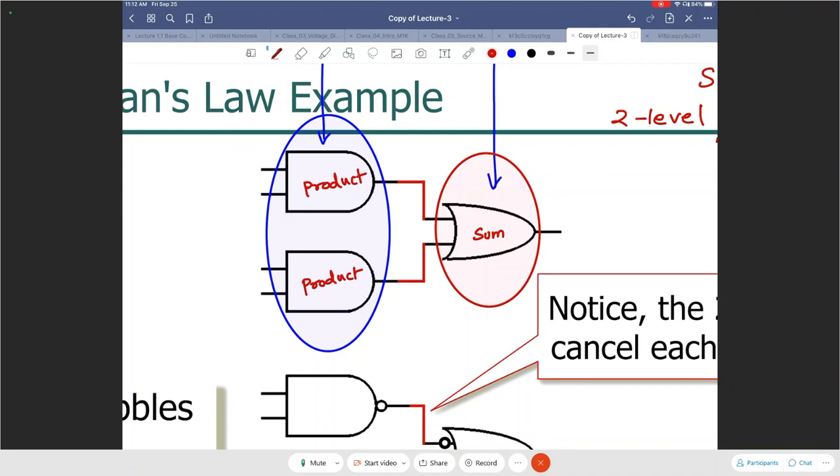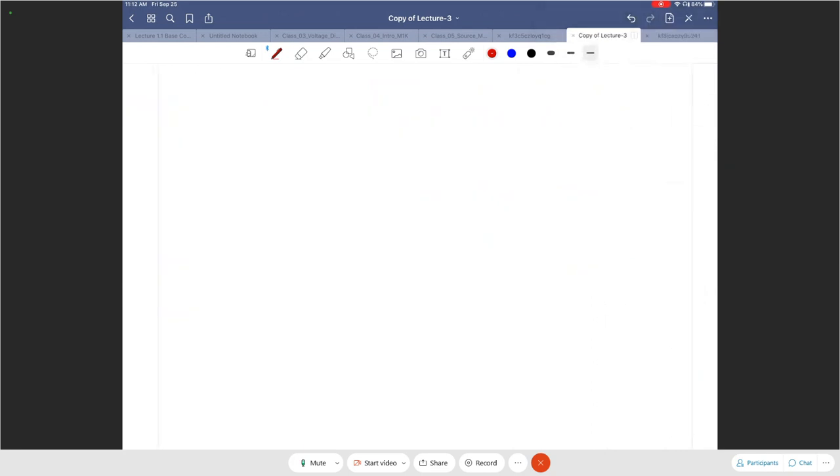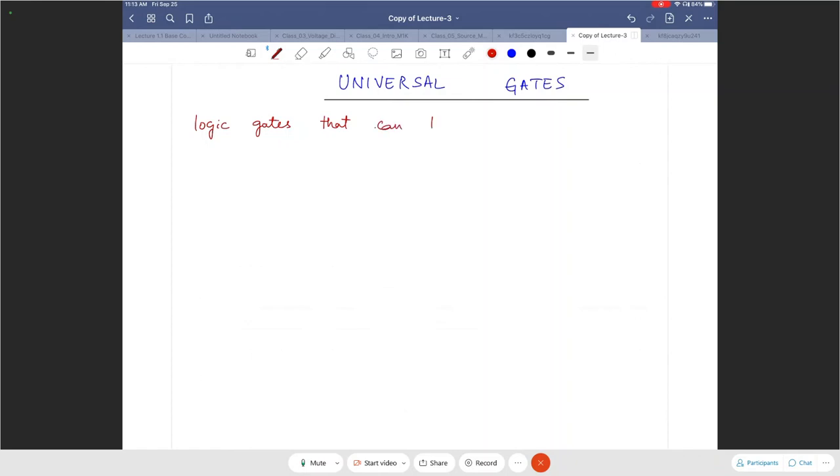So suppose our goal was to convert this implementation into a NAND-only implementation. So what I'll do is add another slide here and talk about universal gates. What are universal gates? Universal gates are logic gates that can be used to synthesize any logic function.